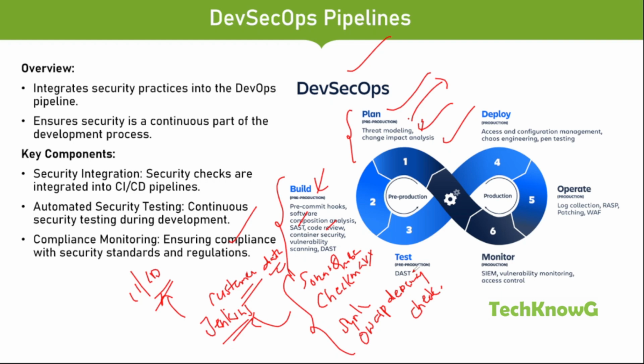Then at the testing phase, you can integrate DAST tools, like OWASP ZAP or Veracode DAST solution. DAST is a kind of security testing where you check the runtime behavior of the application, keeping in mind how secure the application is. Security is the key point we are checking in dynamic application security testing. We will learn in detail what these are, and I will show you the practicals of these tools also.